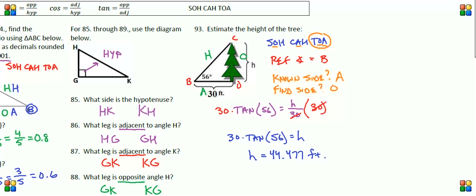And that's a terrible circle. Let's fix that before we move on. There is the height of our tree.